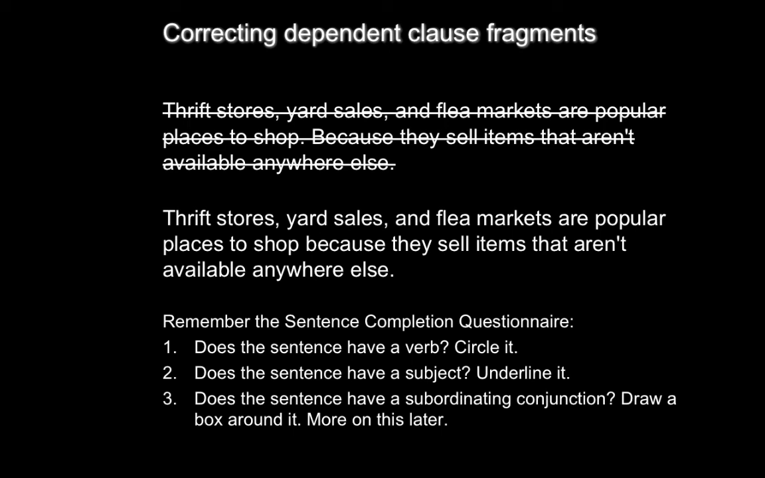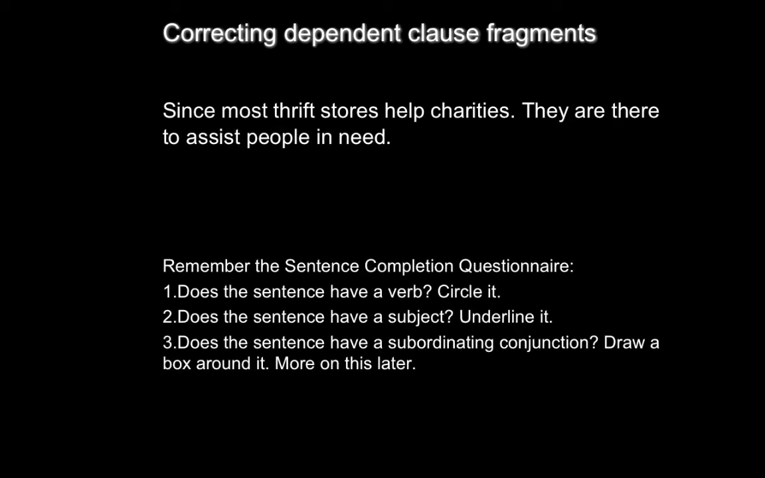Here's one final example of a sentence fragment that's created because of a subordinating conjunction. Since most thrift stores help charities, they are there to assist people in need. In this sentence, we have 2 verbs, help and are. The subject for help is stores, and the subject for are is they.